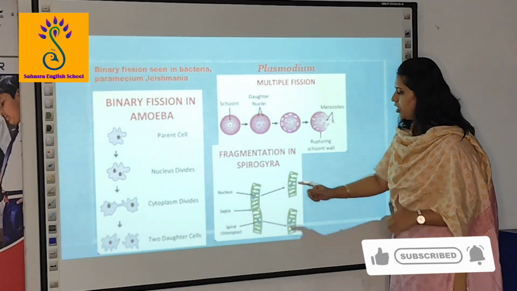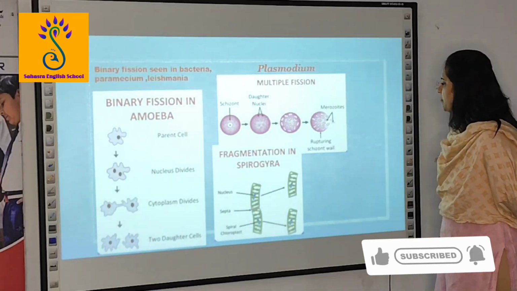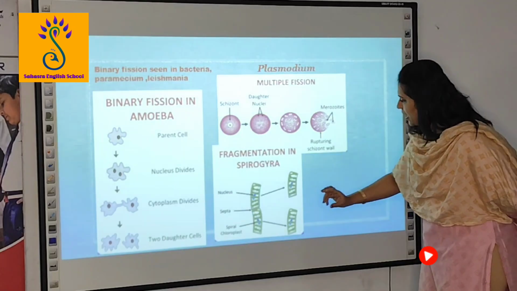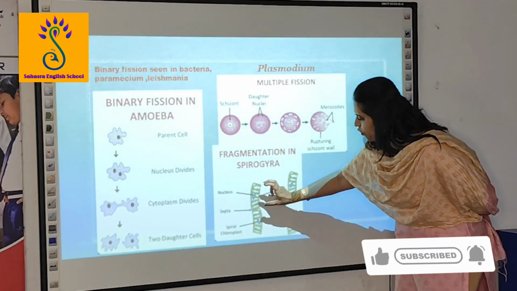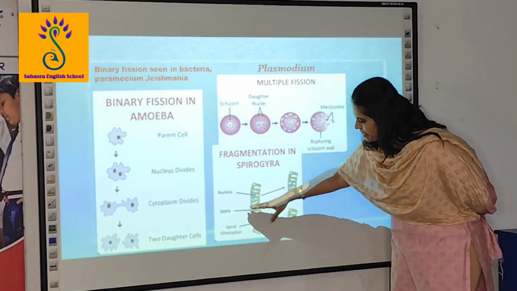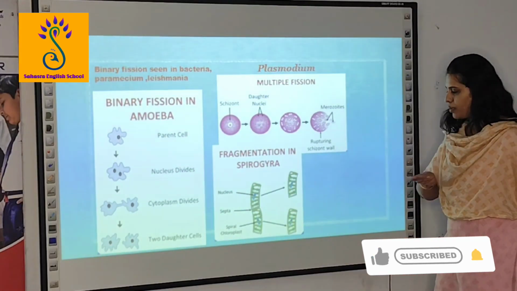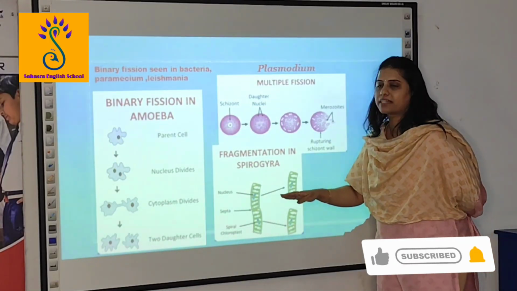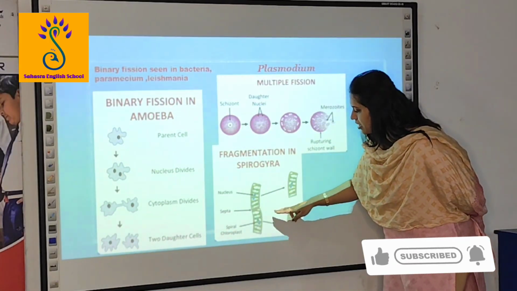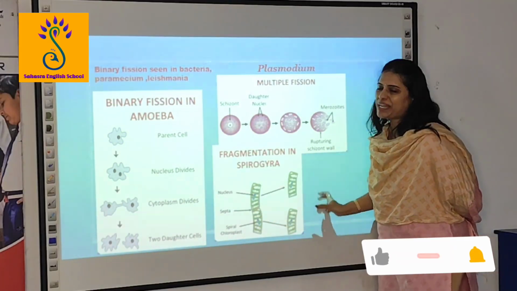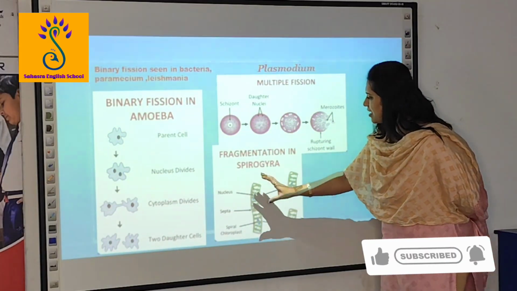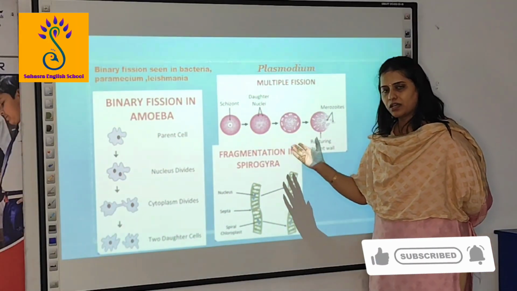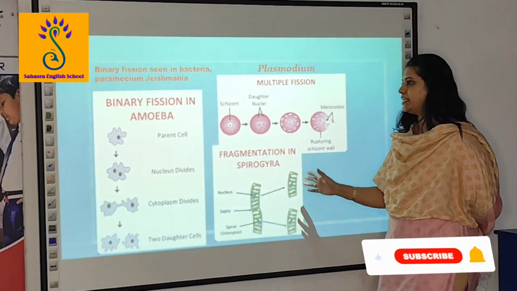Then fragmentation. You can see the difference between binary fission and fragmentation. In binary fission, different nuclei are formed. Here, from the same parent cell, a septa is created, a wall-like thing, and they divide into pieces or fragments. This is fragmentation. You can find this in Spirogyra.